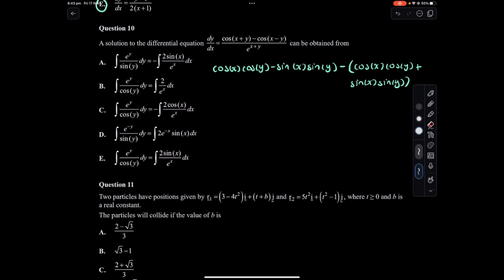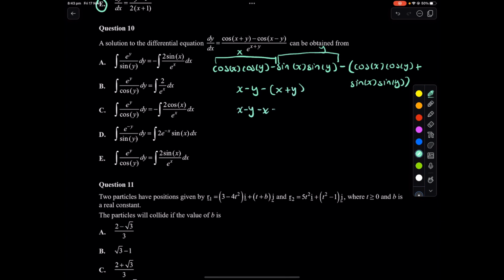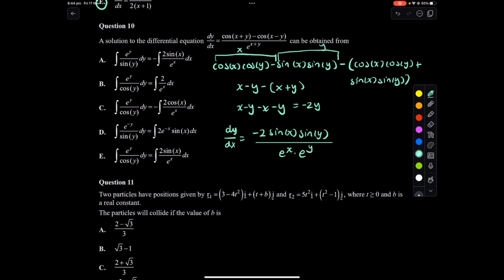Well, I'm going to let this one over here be x, to make simplification easier, and this one here I'm going to let be y, so it'll be x minus y minus x plus y, which gives us x minus y, and minus x minus y minus 2y. So it'll be written as dy dx equals negative 2, and we know this is just sine x sine y, all over, I want to split these apart, so it'll be e to the x times e to the power y. Alright, so this is much simpler to look at, so that's good.